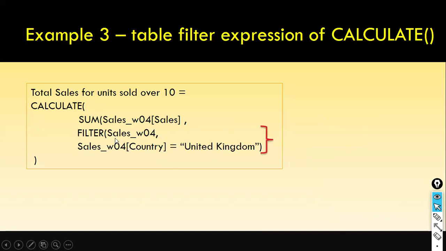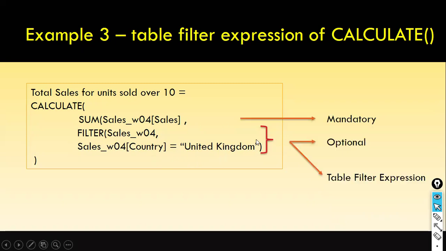Okay. There is a filter function. The first argument for the filter function is the table name, and then you can use the filter condition here, United Kingdom. This is mandatory. This is called your optional table filter expression, because the filter function will return a table. And here you have mentioned the country equal to United Kingdom. It will create a virtual table behind the scenes wherein it will store only the United Kingdom related records.